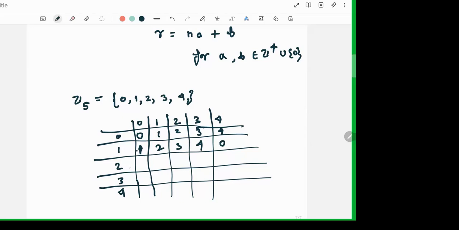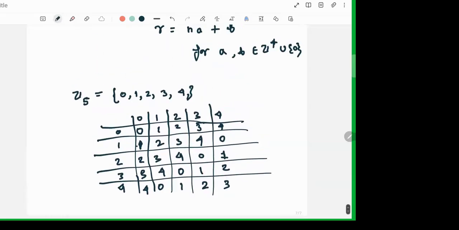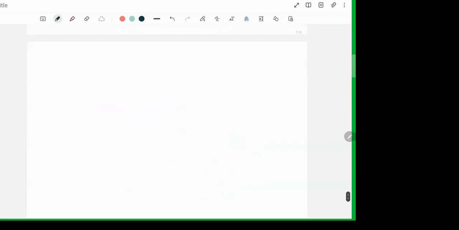Now can you define this row for me? What is 2 sum 0? This is 2. This is 3. This is 4. This is again 0. 1, 2, 3, 1, 2, 3. Okay. Good. So we have defined this group Z5.